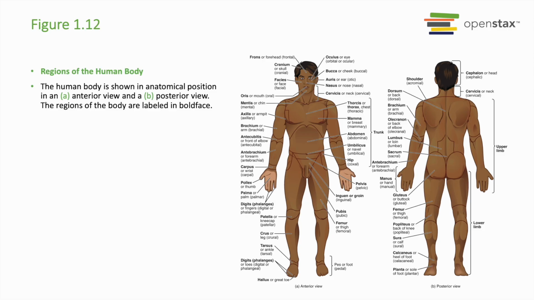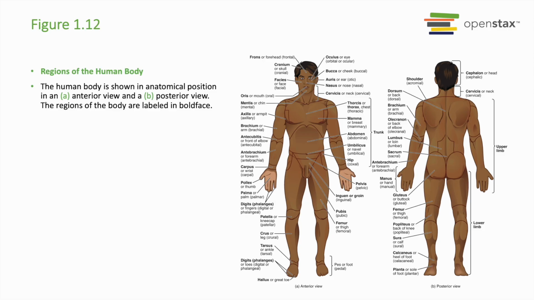The pelvis and legs contain, from superior to inferior, the inguinal or groin region between the legs and the genitals, the pubic region surrounding the genitals, the femoral region encompassing the thighs, the patellar region encompassing the knee, the crural region encompassing the lower leg, the tarsal region encompassing the ankle, the pedal region encompassing the foot, and the digital phalangeal region encompassing the toes. The great toe is referred to as the hallux.